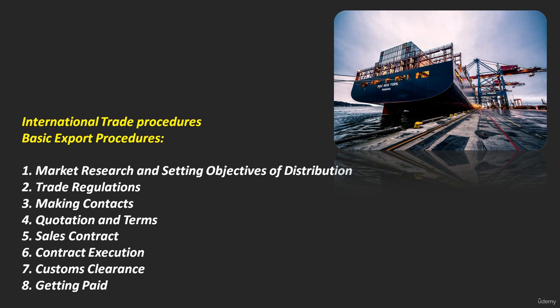Fifth one is a sales contract. So confirming the sales contract and terms of transactions such as payment terms. Next one is contract execution. We know that this means producing or sourcing goods, packing and labeling, arranging shipment, preparing export documentation, and the final one is arranging insurance if necessary. So this is the process of contract execution. And seventh one is customs clearance, arranging the export declaration and applying for an export license where necessary. So this is the process of customs clearance.